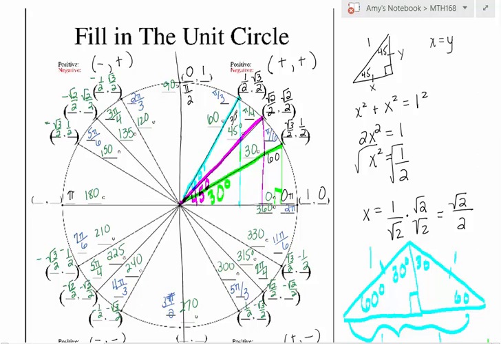And then last but not least, we have 0 pi, we have pi over 2. 180 is negative 1, 0, and 270 is 0 and negative 1. So there you have it. There's your unit circle all filled out.